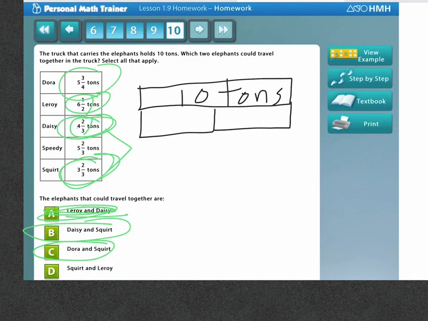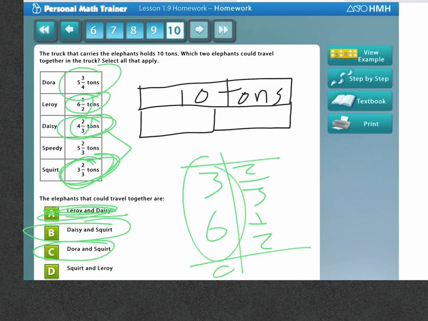And the final one is Squirt and Leroy. So Squirt is 3 2/3 and Leroy is 6 1/2. You can tell right away that's not going to work because 6 and 3 makes 9 2/3 and 1/2 would be greater than 10. So that would not work. So the two answers that work here are B and C.